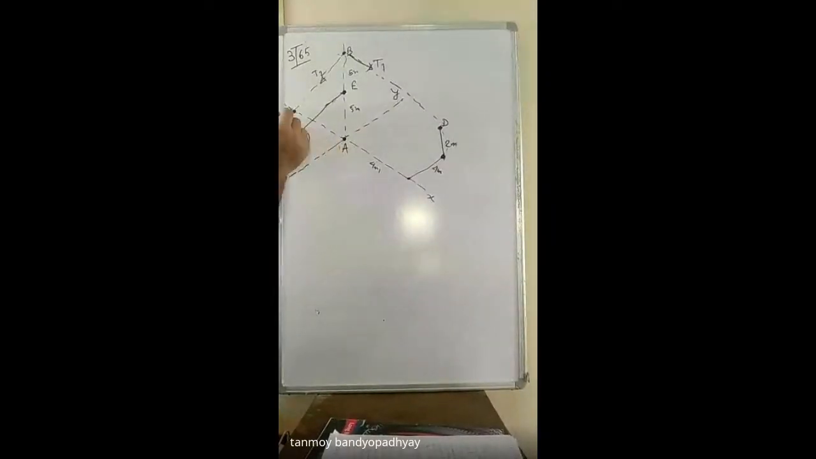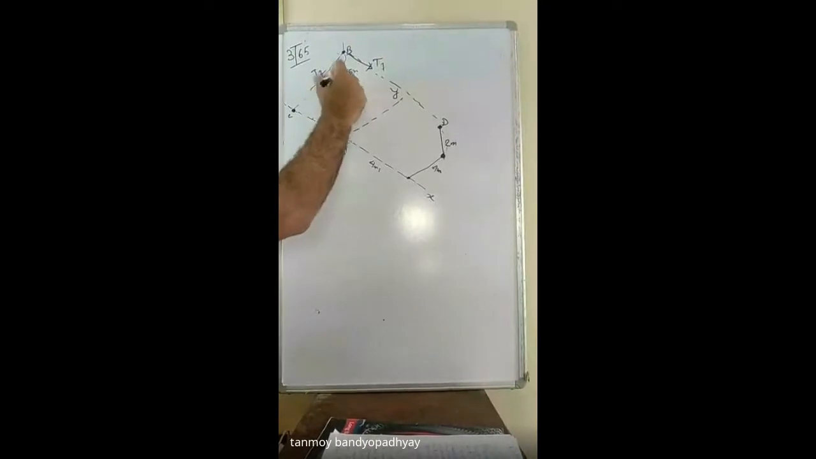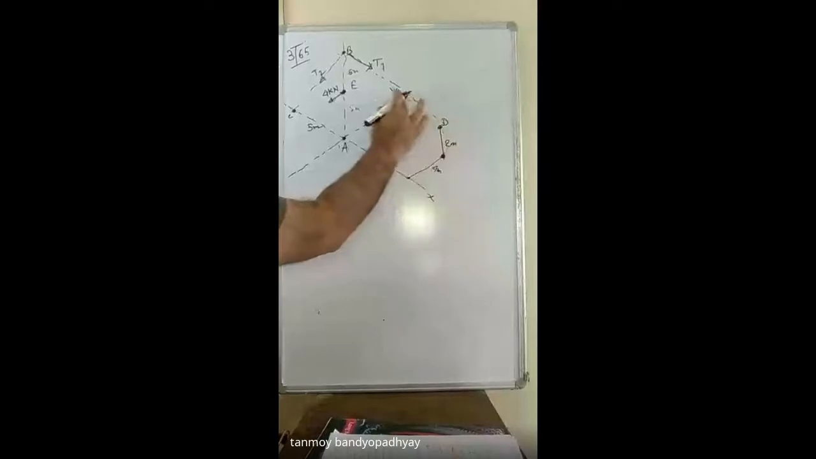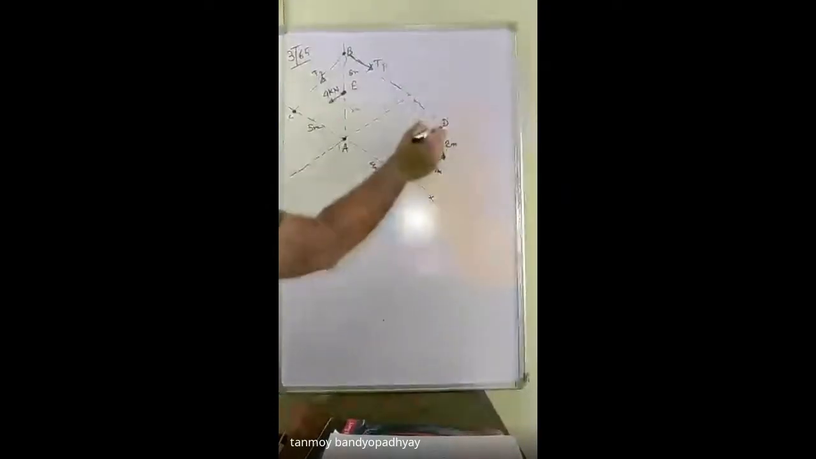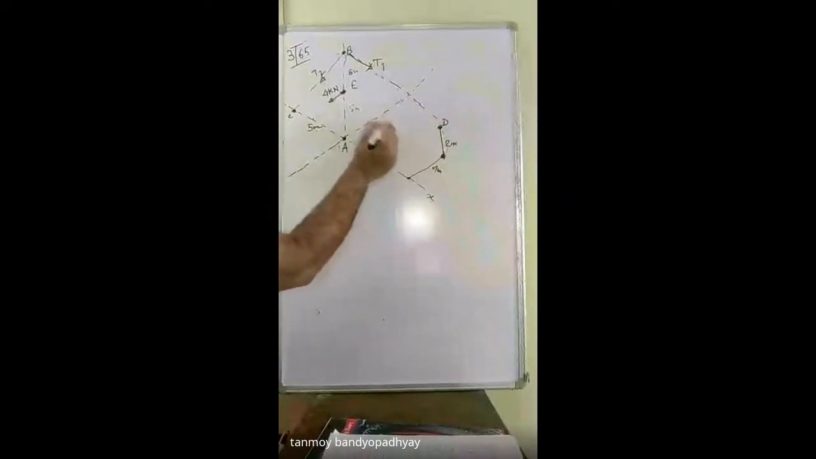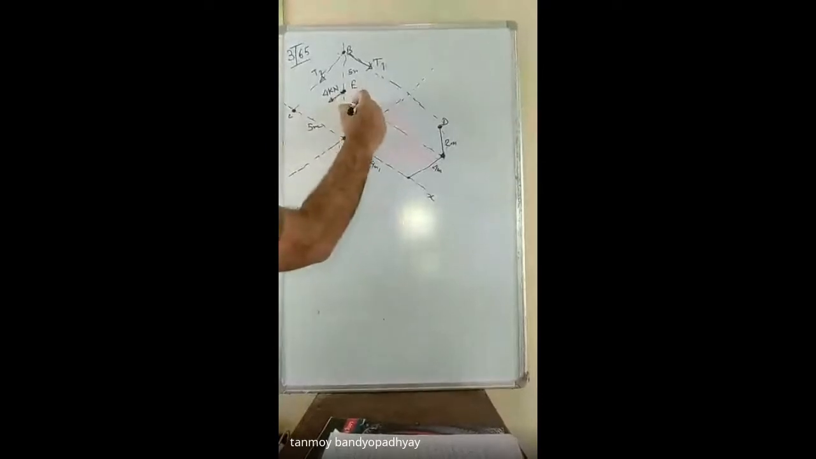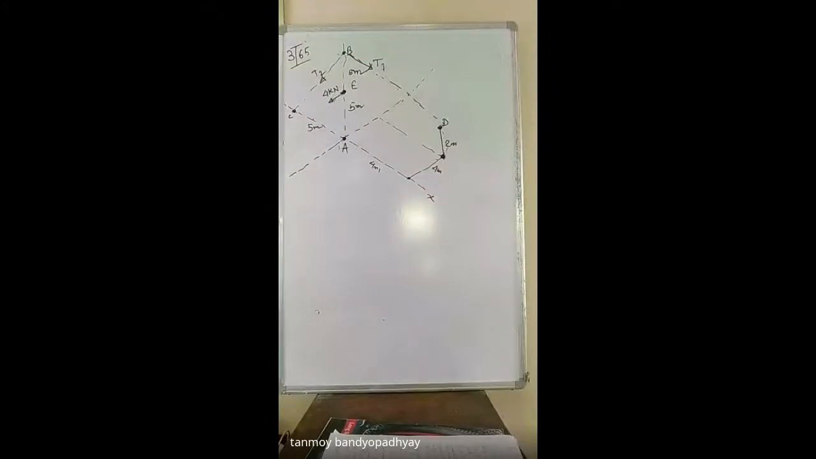This distance is 5 meters, and there is a force of 4 kilonewton here. I have already said this is 4 meter, this is 4 meter. More the number of lines I draw, the more confusing the diagram will be. So this much is what we need for the problem. I am removing this portion.